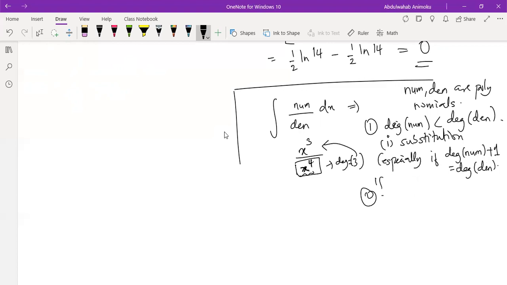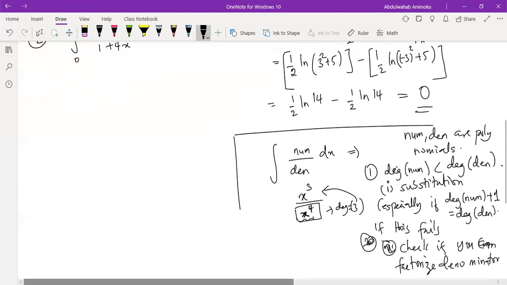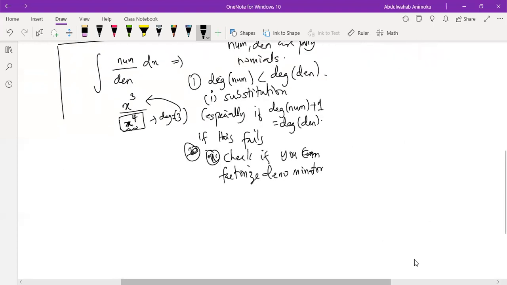Now, another thing is this. If this fails, check if you can factorize the denominator. This part we are going to look at in a future video where we use what we call partial fractions. So check if you can factorize the denominator.